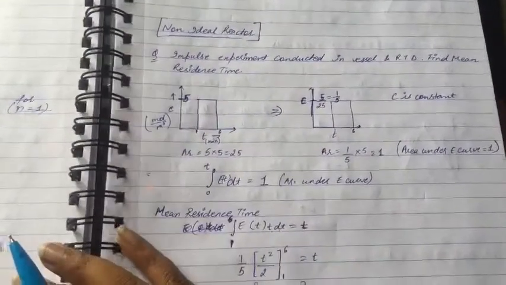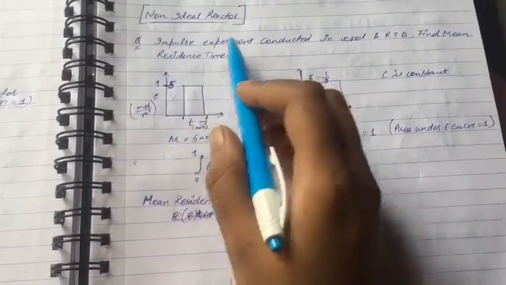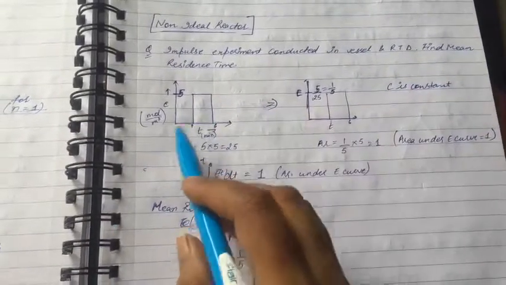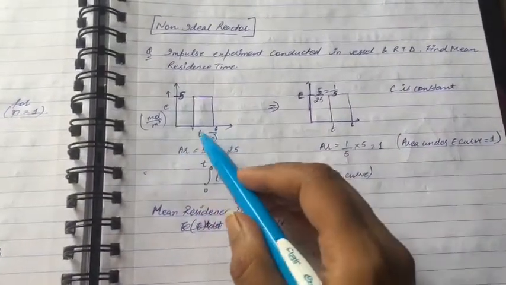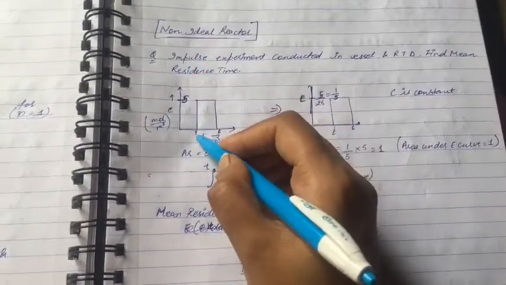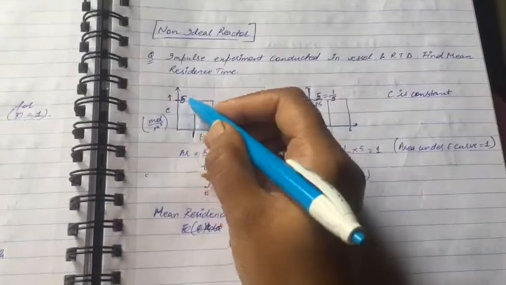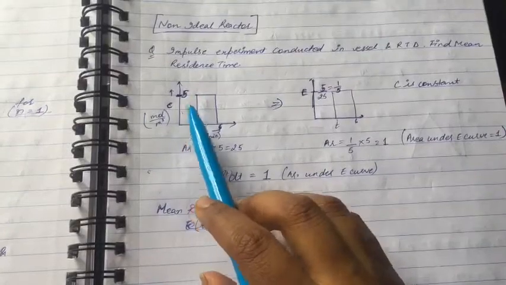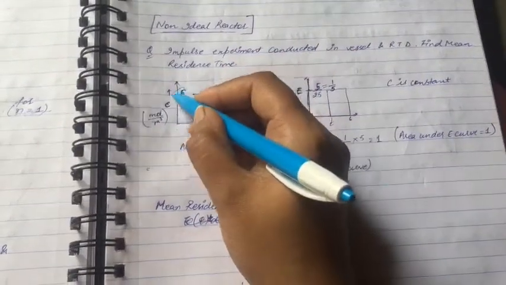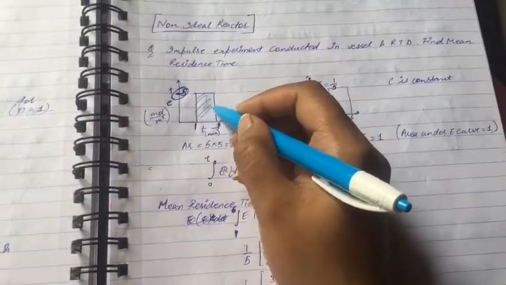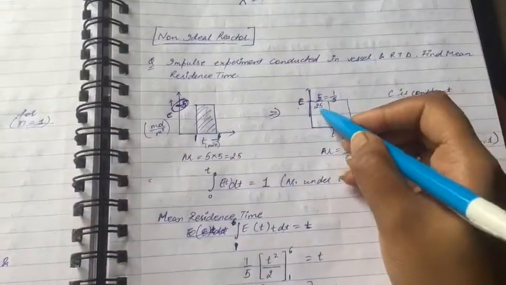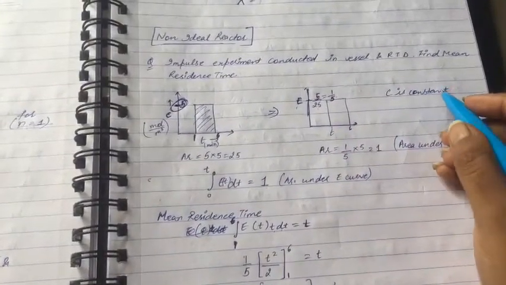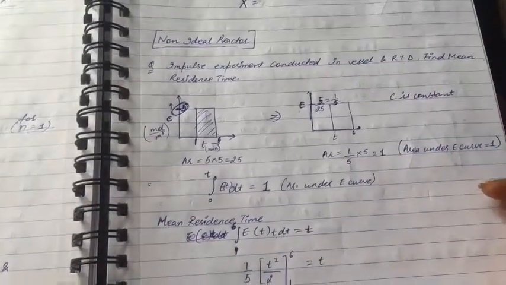Next is non-ideal reactors. The first question for non-ideal reactor is impulse experiment conducted in a vessel and RTD, find mean residence time. So this graph is given to us for concentration versus time, for time 1 to 6 minutes, and C maximum concentration is given as 5. So first we have to convert it into E graph. For that we have to divide C with the area of the curve. So 5 by 25 would give us E. We have learned in our notes as well that area under the E curve is 1.